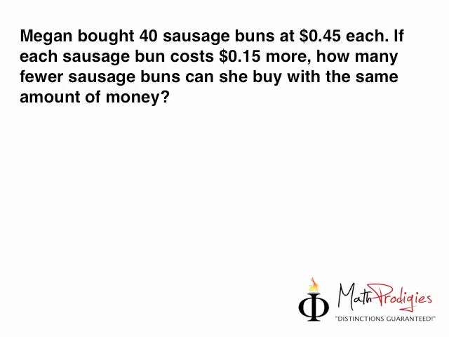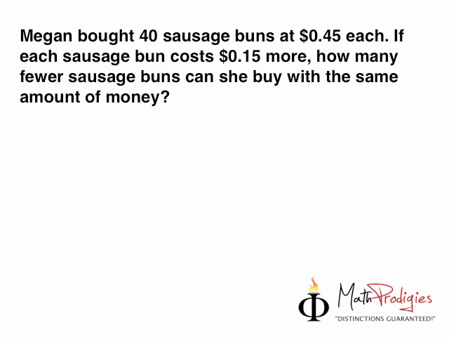Now, what we're going to do is the question for the day. The question for the day is level 2 math. Level 2 decimals. So read this. Megan bought 40 sausage buns at $0.45 each. In other words, 45 cents. If each sausage bun costs $0.15 more, or 15 cents more, how many fewer sausage buns can she buy with the same amount of money?